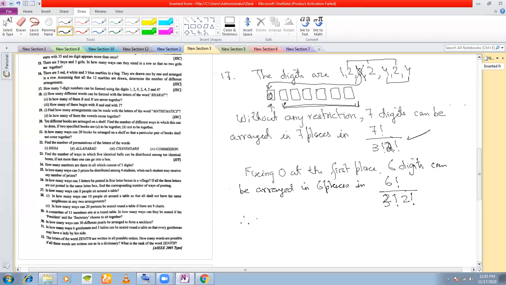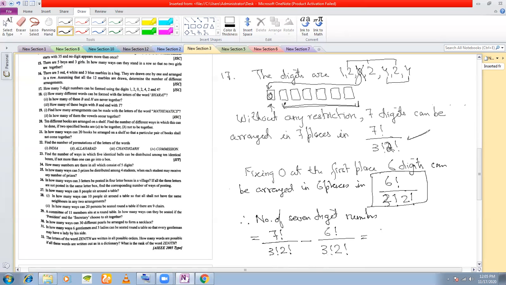So therefore, the number of 7-digit numbers will be how many? Without any restriction, how many were there? Factorial 7 by factorial 3, factorial 2. These included the numbers that were beginning with 0, that is this number of ways. So you subtract this. Now it's very easy to calculate this one.